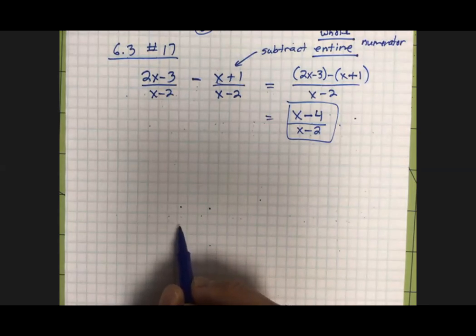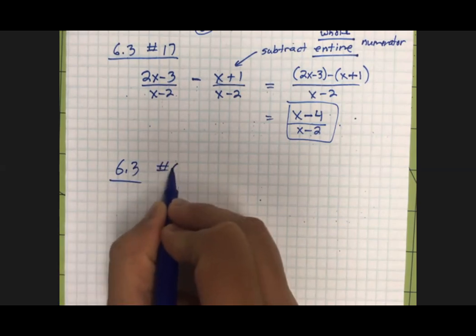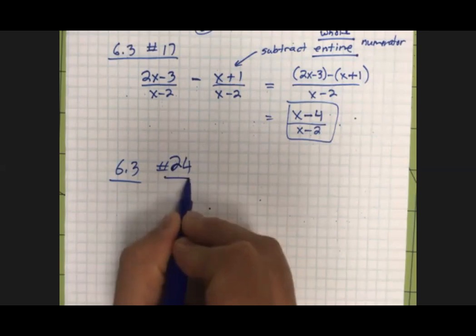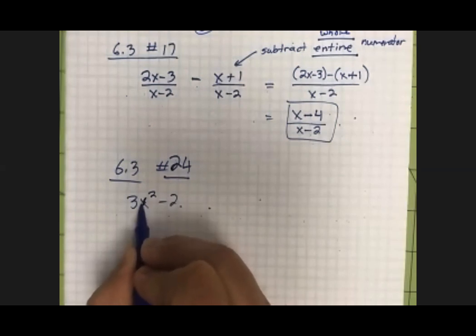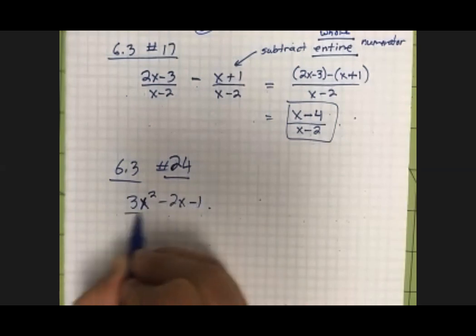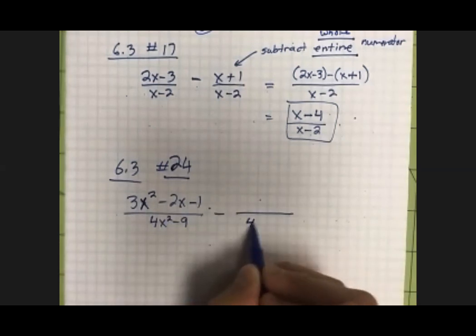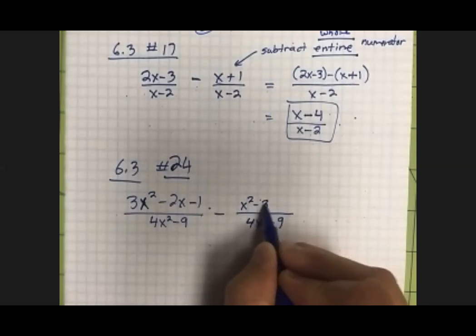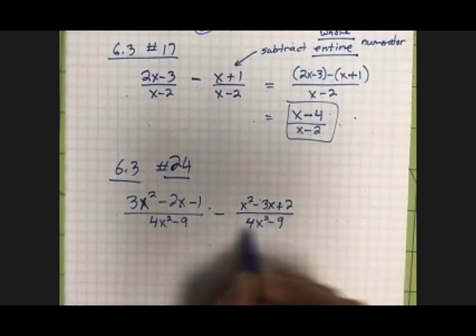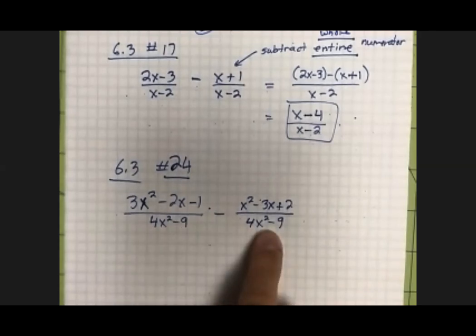Okay, let's work our way up to the next one. What else could we face? Number 24: 3x squared minus 2x minus 1 over 4x squared minus 9, subtract x squared minus 3x plus 2 over 4x squared minus 9. So it gave me another common denominator, right? It doesn't mean it's an easy problem, but already at least I've got the common denominators. I can be thankful for that.